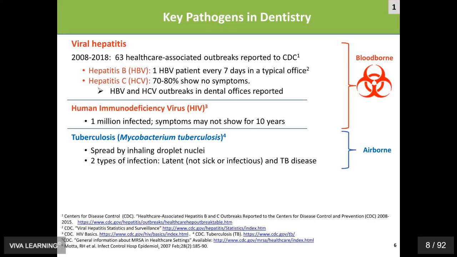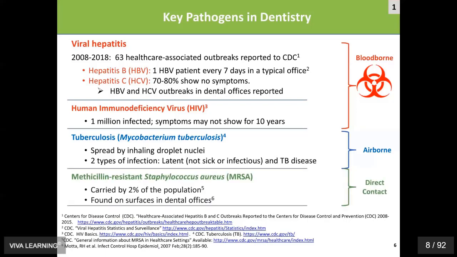Tuberculosis, while not spread bloodborne, is spread by inhaling droplet nuclei, these 0.4 micron droplets that float through the air for up to 10 hours at a time in your office and can be breathed in. There's two types of TB infection. There's latent, where you're not sick, you're not infectious, you're not spewing out bacteria, spreading the disease. And then there's the actual TB disease itself.